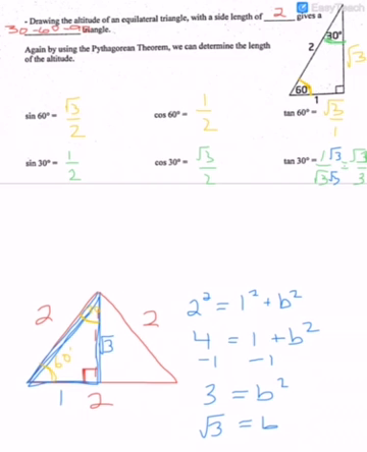And remember again that this special triangle is called 30, 60, 90, and the side lengths are 1, 2, and square root 3.